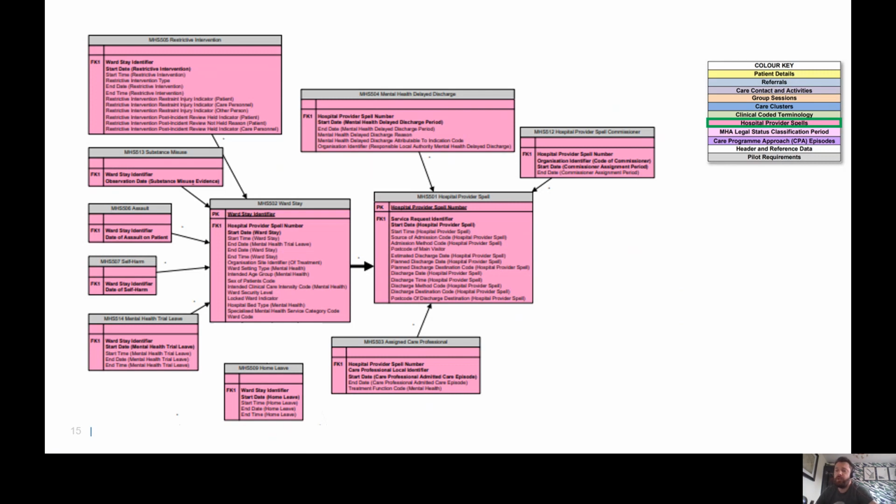We've got restrictive interventions, so where people are restrained, whether that's chemically or mechanically through handcuffs, that can be recorded there. If there's any instances of substance misuse or patient-to-patient assaults, that's recorded. Instances of self-harm are also there, and then bits of information around trial leave under the Mental Health Act or home leave for those people who aren't detained are captured there as well.